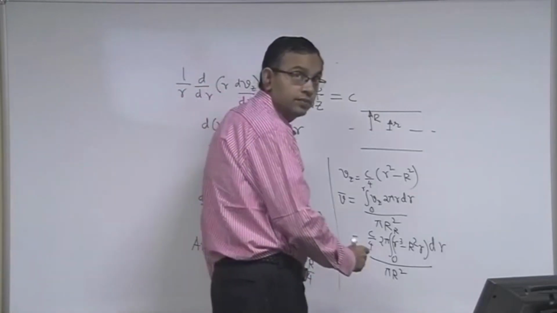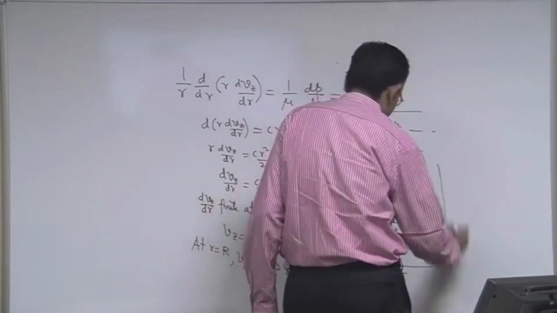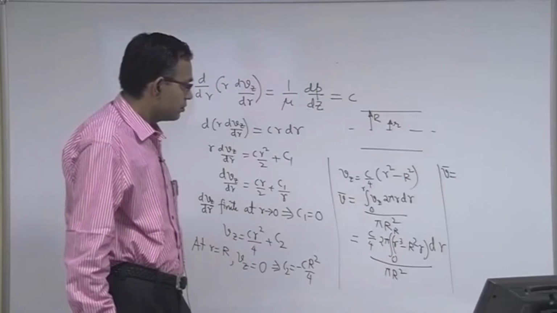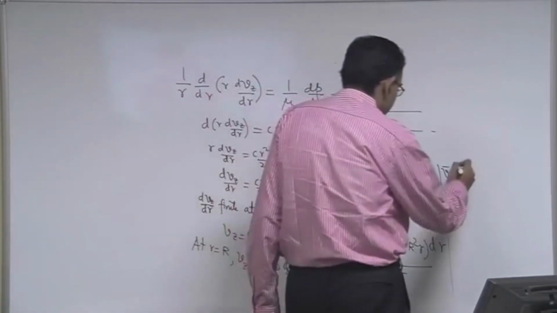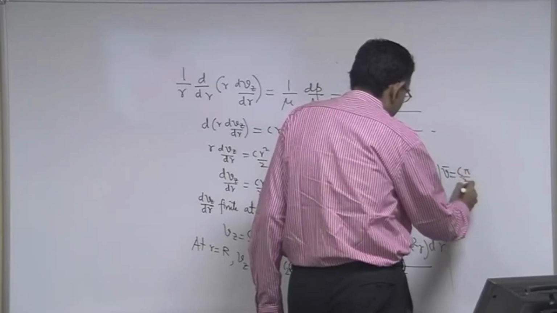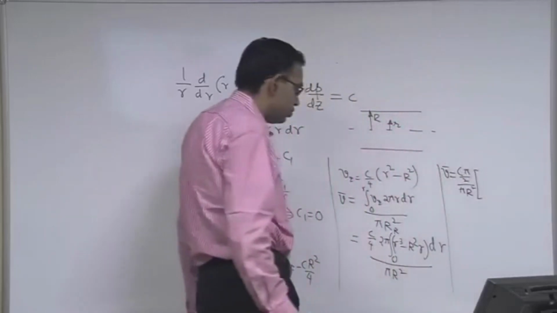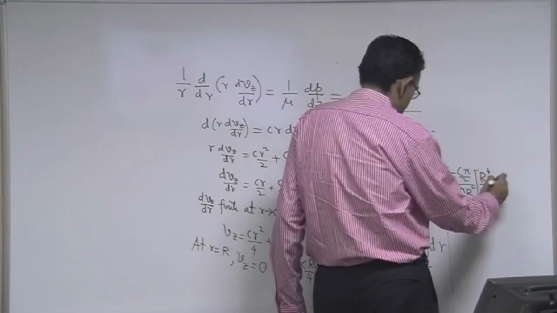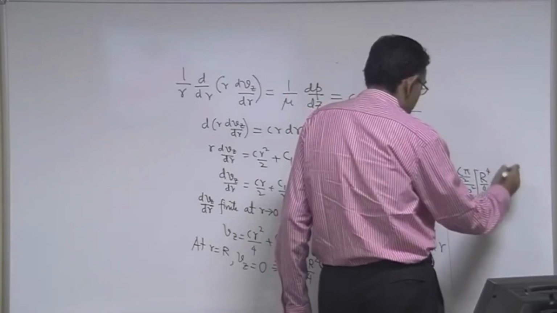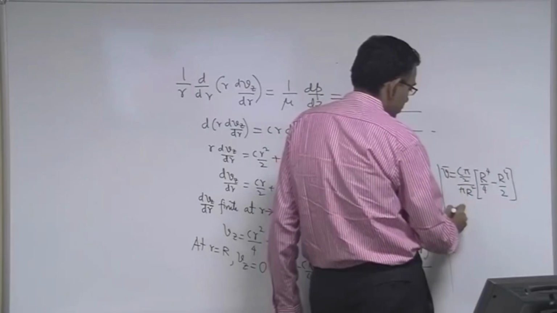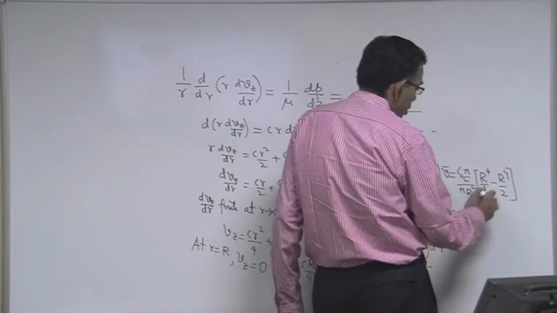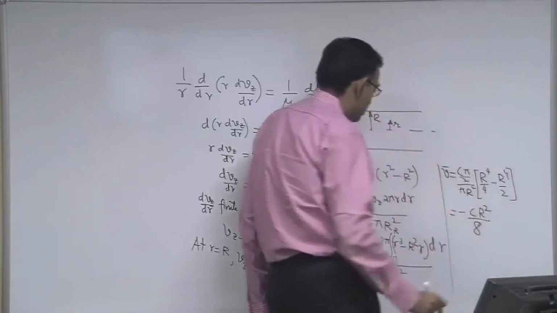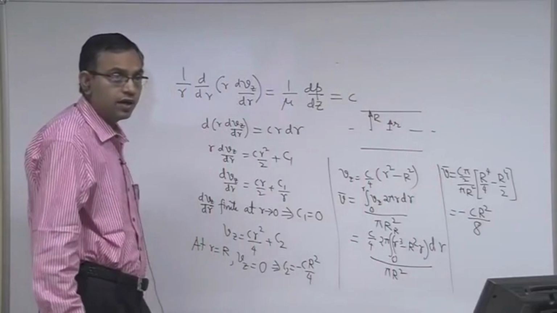So, this becomes C pi/2 by pi R² into (R⁴/2 minus R⁴/4). So, this is minus CR²/8, all right.